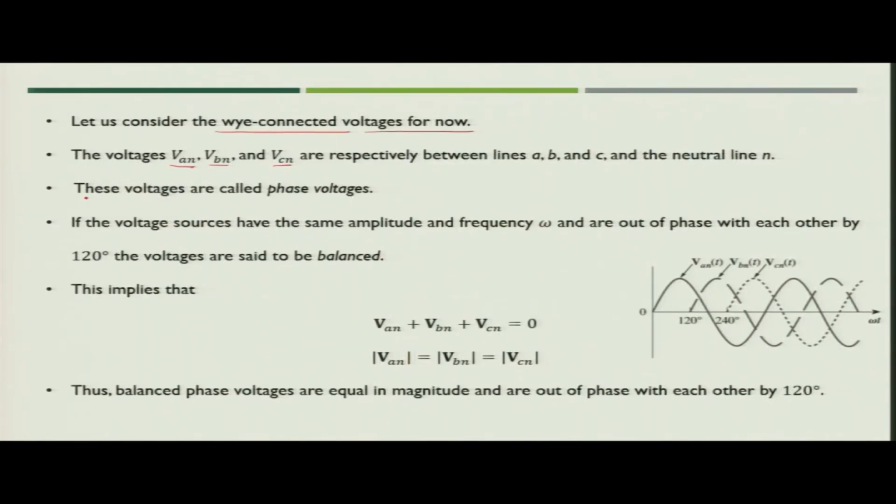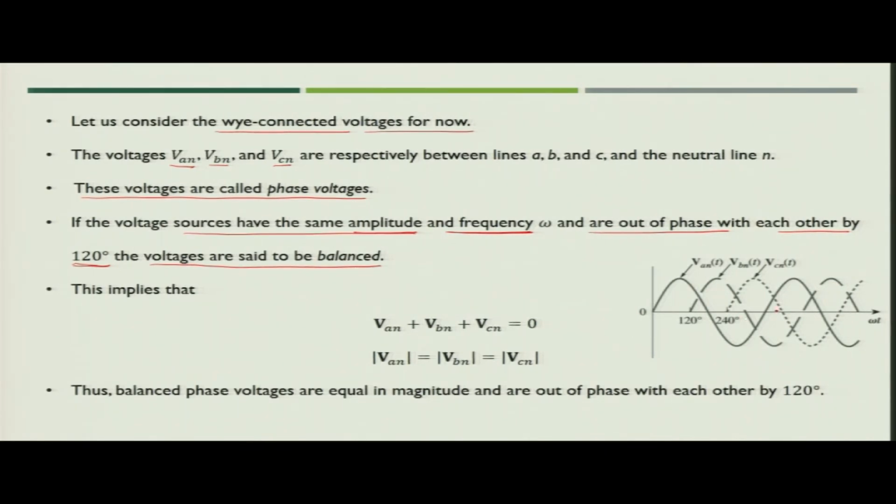So, now these voltages are called phase voltages because you have taken them with respect to neutral. If the voltage sources have the same amplitude and frequency and are out of phase with each other by 120 degrees, the voltages are said to be balanced. So, the criteria for a balanced voltage output is that the voltage magnitudes should be the same, the frequency should be the same, and all should be 120 degrees apart from each other. If you see this particular figure, all our voltages are 120 degrees from each other.